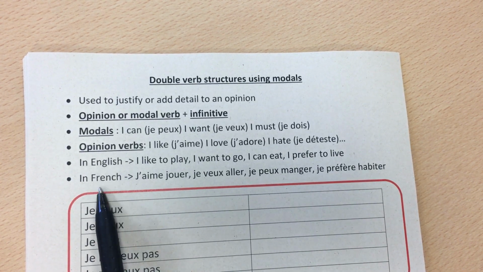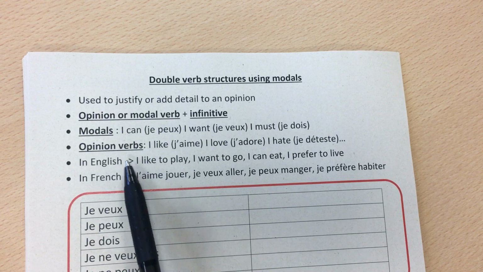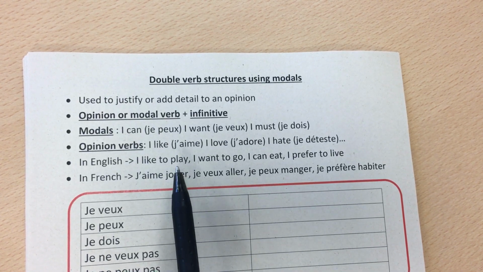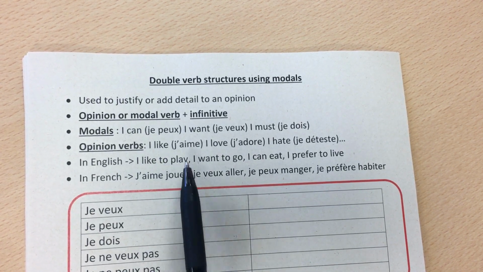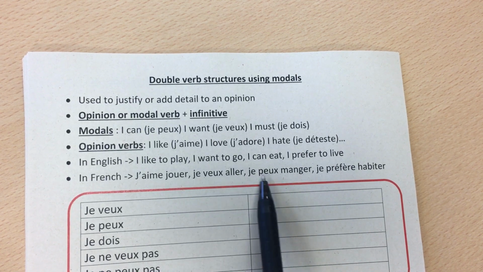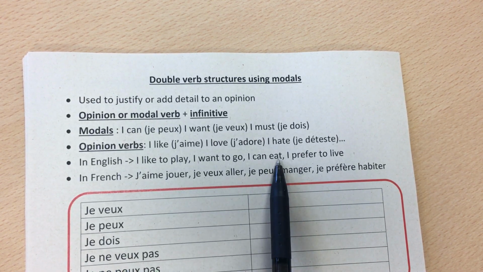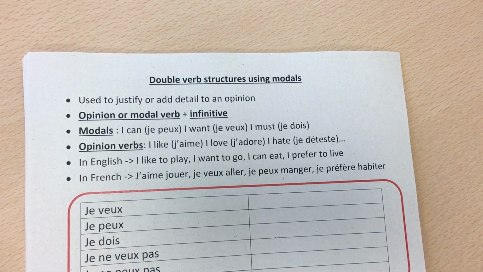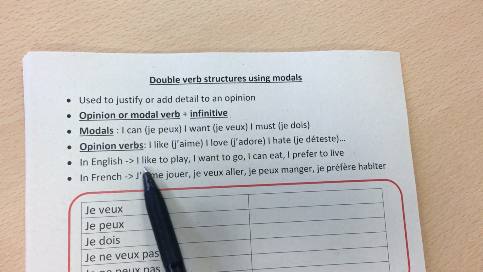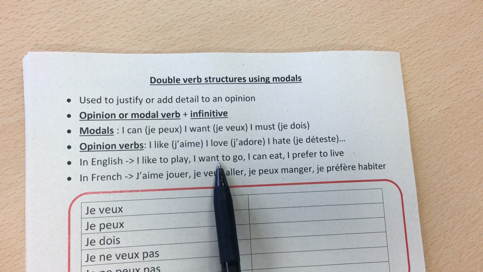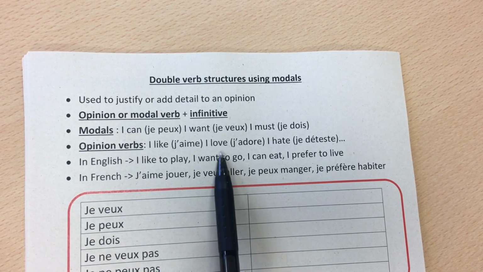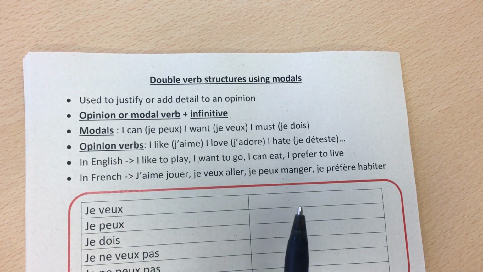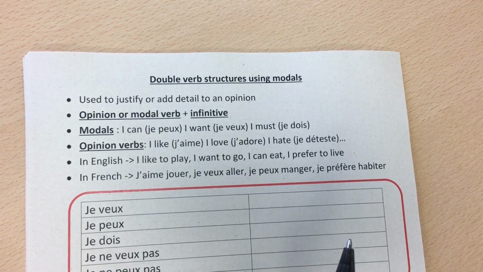To give you some examples of how double verb structures work together, we've got some English and some French examples below here. In English, we could say I like to play. Here we've got our opinion verb I like and our infinitive to play. We could have I want to go, I can eat, or I prefer to live. In all of these examples, we can see an opinion verb or a modal verb followed by an infinitive. If you are confused as to what an infinitive is, you can always go back to the Year 7 video on these and have another look.